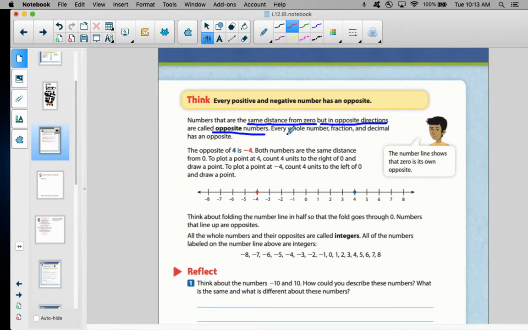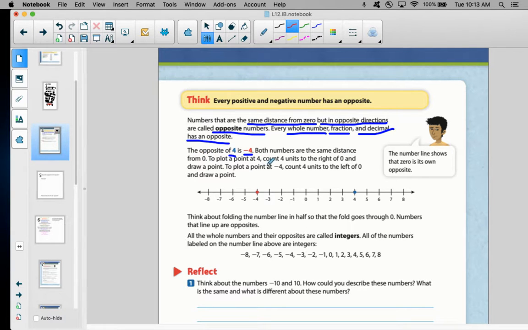Every whole number, every fraction, and every decimal has an opposite. So the opposite of positive 4 is negative 4. Both numbers are the same distance from 0.